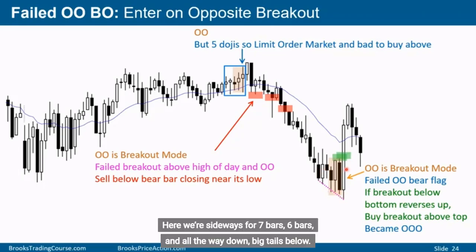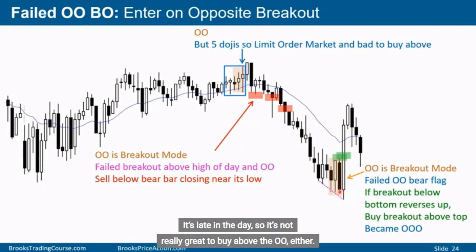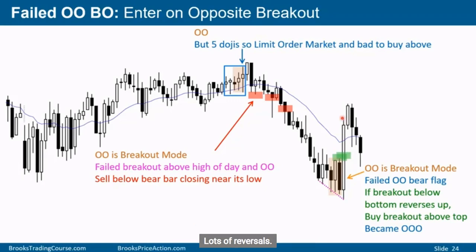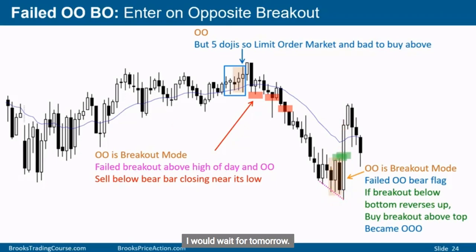Here we're sideways for 7 bars, 6 bars, and all the way down, big tails below. So I'm looking for a reversal. I'm not going to sell below that bar. It's late in the day, so it's not really great to buy above the OO either. You want to buy up here. We have a very big outside bull bar closing on its high, but you're in a limit order market, lots of reversals. Do you really want to risk that much this late in the day? So I would not do anything with this. I would not sell below. I would not buy above, and I would not buy above that. I would wait for tomorrow.